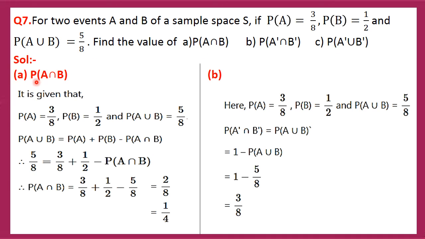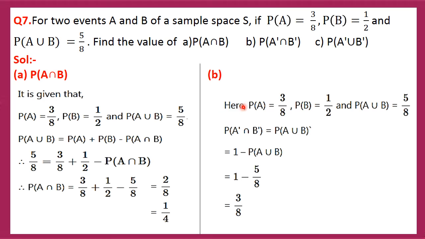First one, P of A intersection B. Given probabilities we have written. Now by addition theorem of probability we have P of A union B, that is 5 upon 8. We substitute the values of P of A and P of B and we need to find P of A intersection B. So take this minus P of A intersection B to the LHS and take 5 upon 8 to the RHS. So we get 3 upon 8 plus 1 upon 2 minus 5 upon 8, that is on simplification by making the denominators equal we will get 2 upon 8, that is 1 by 4.